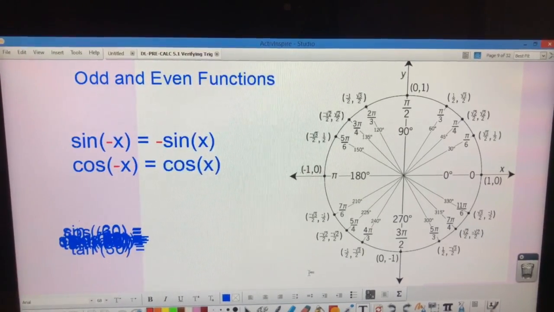Okay, for this short video, I'm going to talk about the odd and even functions. This is for my pre-calculus class, or pre-calculus students. It's chapter 5.1, and it talks about the odd and even functions.